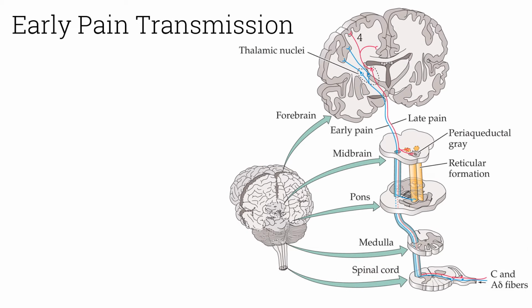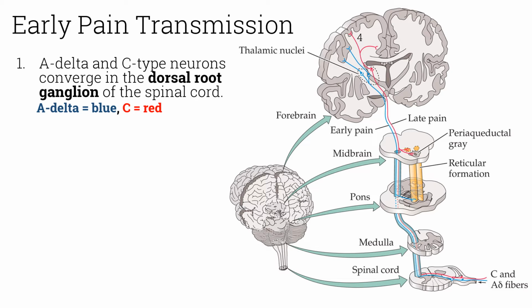Okay, so let's look at some basic neural circuitry for pain transmission. On the diagram on the right-hand side, you can see the red is the unmyelinated C fibers, and in blue are the A delta fibers. These are the faster myelinated neurons, and that's what we want to look at first. So let's follow that path.